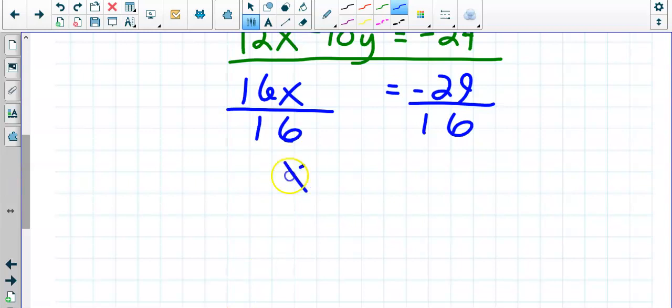So x equals, oh, it doesn't reduce. How dare they? Sometimes that happens. Sometimes you're going to get that nasty looking number. So now that we know what x is, how do we get y? We got to plug in the x.